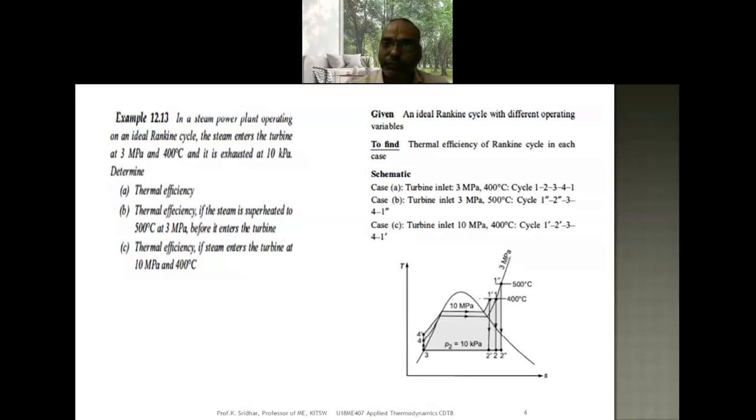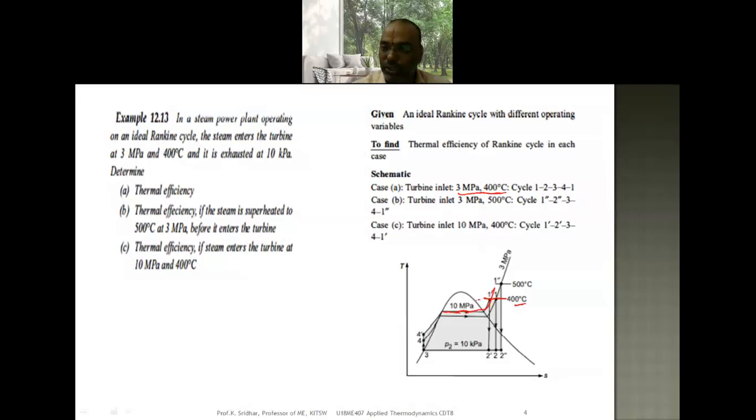So now here, we have the turbine inlet at 3 megapascals and 400 degrees centigrade. So it is the turbine inlet, it is case A. So now the TS diagram here. This is my 400 degrees centigrade constant temperature line. And the initial condition is given as a constant pressure line, which is passing like this.